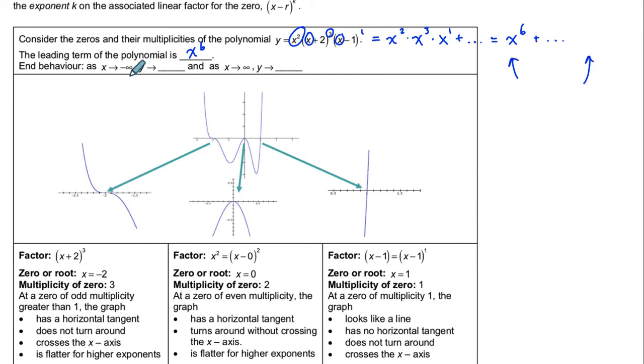In other words, as x goes to the left, y goes up, and as x goes to the right, y also goes up. Now, had there been a negative coefficient in front of the leading term, then we would be vertically reflecting and the graph would be going to the left and down and to the right and down. But that's only if we had a negative coefficient for the leading term. Okay, so we see that the graph of this polynomial looks like this, and indeed it has the right end behavior.